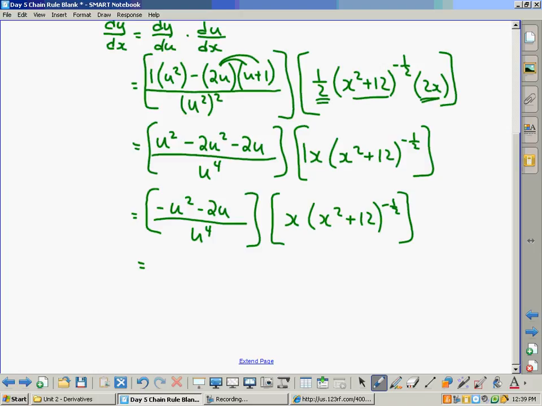And then I can even simplify this now even further. Since everything is divided by u, we've got a u and u, we can divide everything by u in this part. This becomes a 3, this becomes a 1, and that's gone. So that will leave me with negative u minus 2 all over u cubed times the same thing.